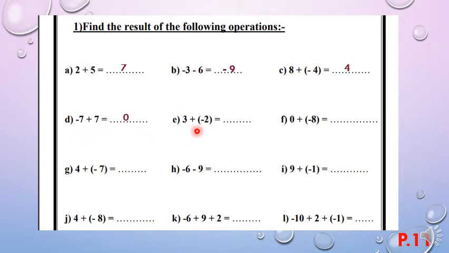3 plus negative 2 equals 1. 0 plus negative 8 equals negative 8. 4 plus negative 7 equals negative 3. Negative 6 minus 9 equals negative 15. Letter I, 9 plus negative 1 equals 8. 4 plus negative 8 equals negative 4. Negative 6 plus 9 plus 2 equals 5. Negative 10 plus 2 plus negative 1 equals negative 9.